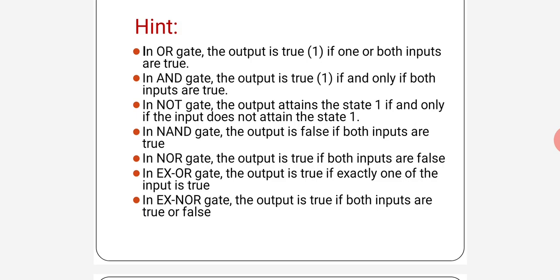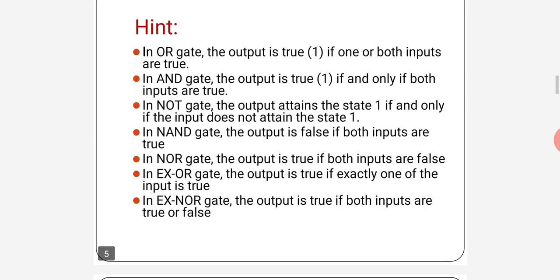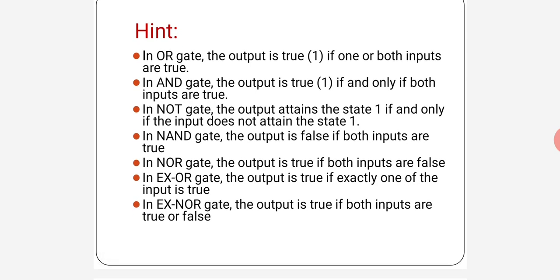Now if you have 1 0, the output will be true, which is 1. But if you have 0 0, the output will be 0. If you have 1 1, the output will be 0. That is why we said if exactly one of the inputs is true.